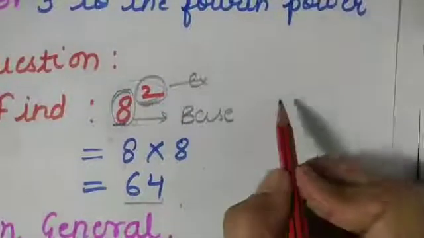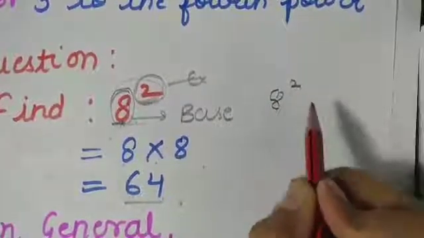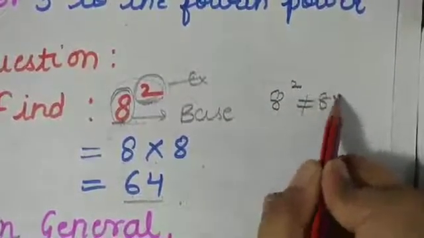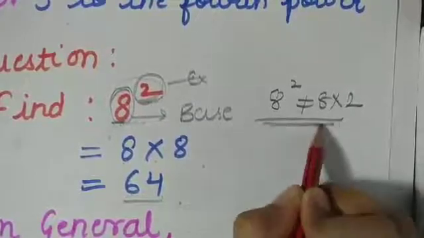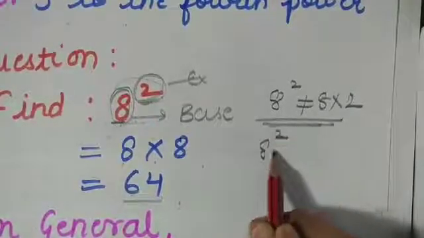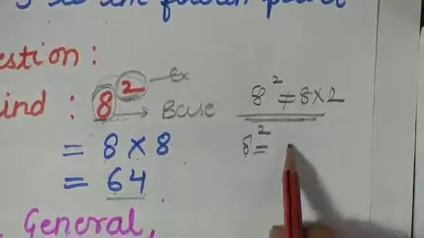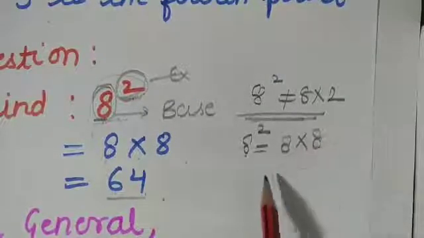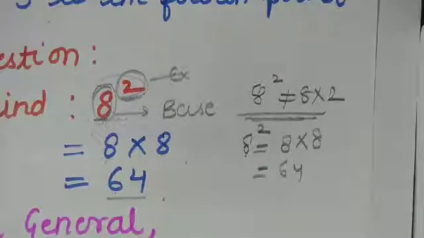Again I am explaining, 8 raised to the power 2 is not equal to 8 into 2. Remember this point: 8 raised to the power 2 means 8 is being multiplied 2 times. 8 into 8, that is 64.